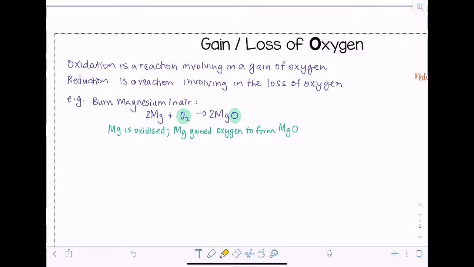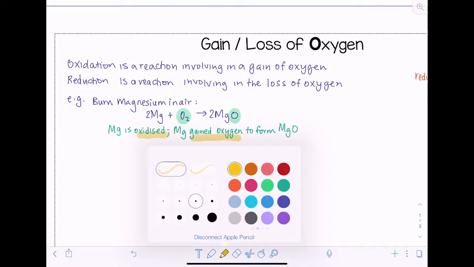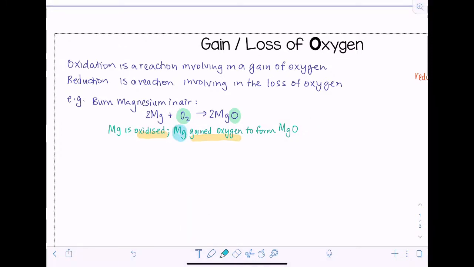Now, the format goes like this. First, you always start by reporting what is being oxidized. Then, you report what justifies the term oxidation, which is gain of oxygen. And then you quote something that is the before and after information. Now, let me show you where's the before. Before, and after information.